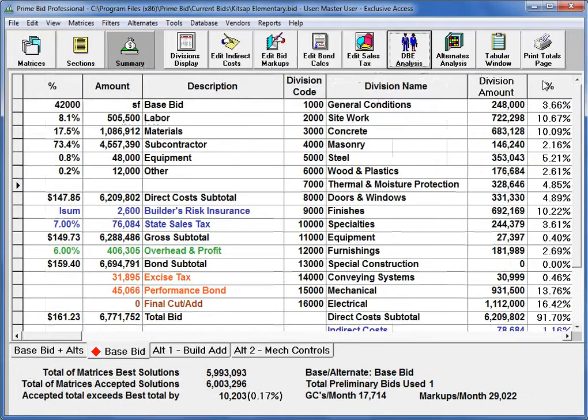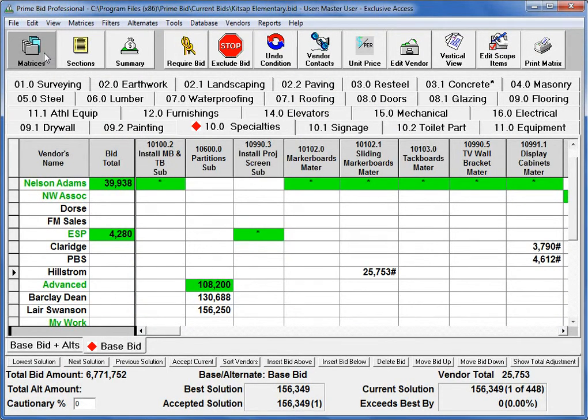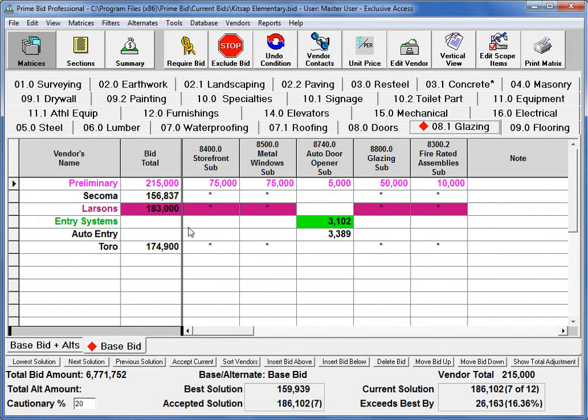I'm going to close this window. I'm going to go to the matrices view, and within the matrices view, what I'm going to see is if I go to glass and glazing, I'm going to see that Larson's bid has that special purple color in it that is a required bid outside of the matrix. A normal required bid in the matrix where the requirement is performed from within the matrix is blue in color. This one's purple. Purple indicates a specially required bid.